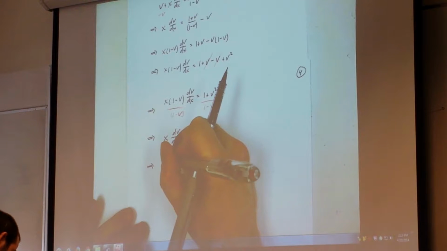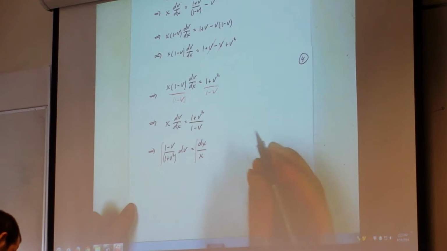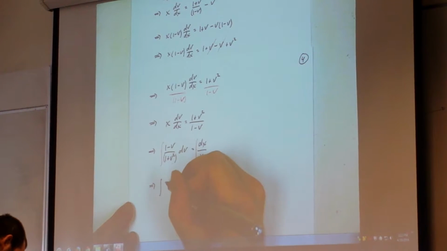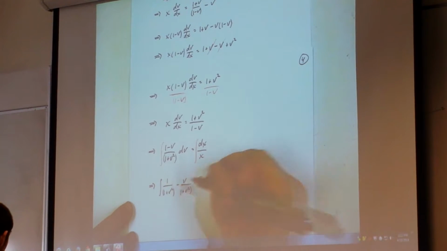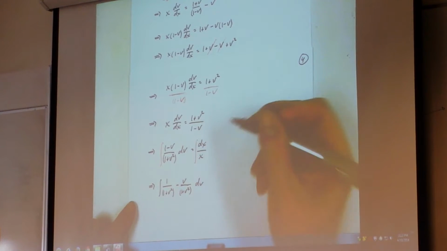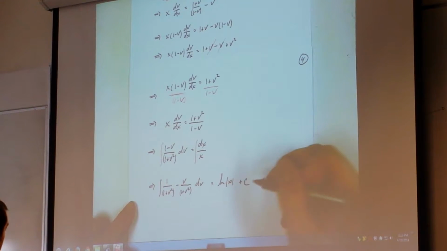Now we integrate. And what is, oh goodness, what do we do on the left? I could break this apart: 1 over 1 plus v squared, minus v over 1 plus v squared. Break that apart. I mean, a calculator would also handle that integral. On the right, integral 1 over x dx, that's just going to be natural log x plus some c.